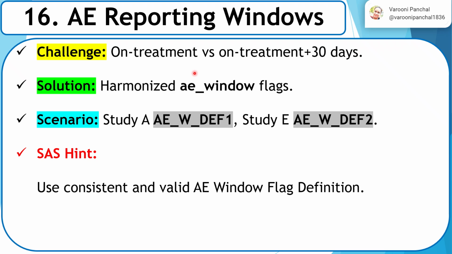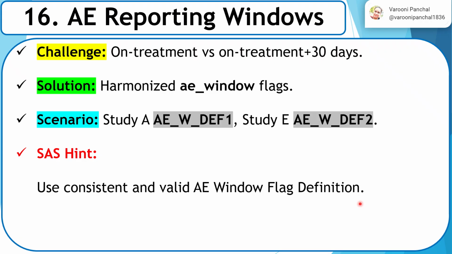So what is the solution to combine all these 12 individual studies into one ISS and ISE study? You need to use a consistent and valid AE window flag definition. If the definition of adverse event needs to be changed, redesigned, or refined in the ISS and ISE study as compared to your 12 individual studies, then you might have to even do that.